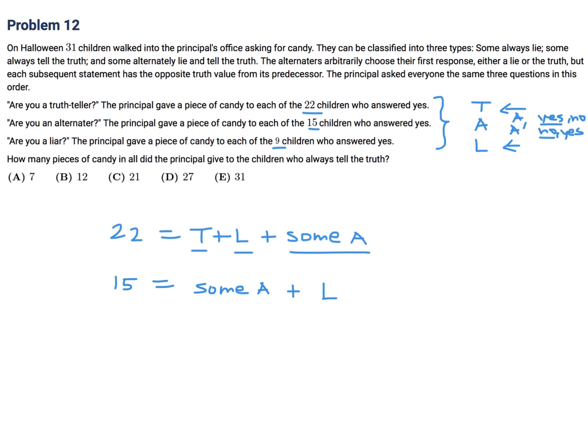I'm not sure if we even need that one, so I'm just going to leave that blank for now. I think we're just going to work with these 2 equations. If you subtract them, you get 22 minus 15 on that side, and on the other side, you're just left with T. So T is basically equal to 7. So that means that 7 students always tell the truth, and that's basically what they wanted. So that's choice A for this question.